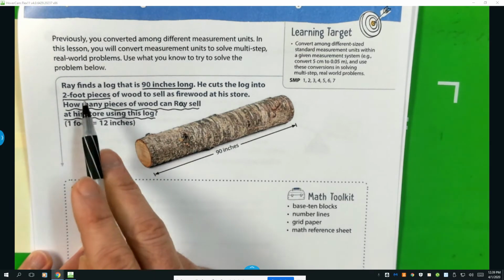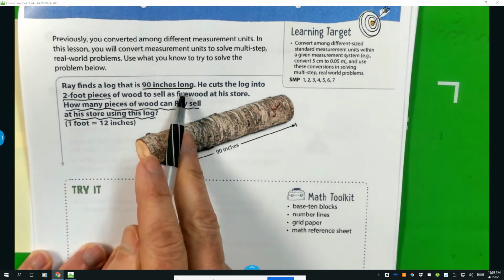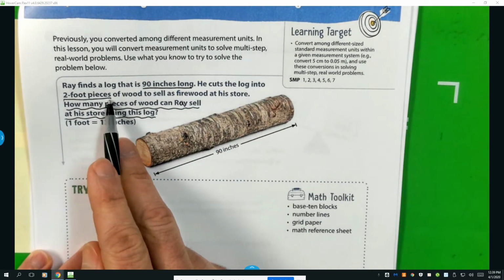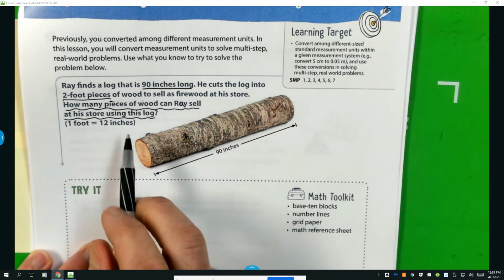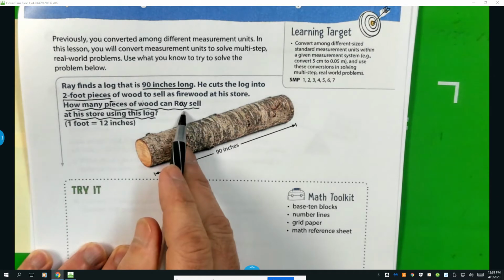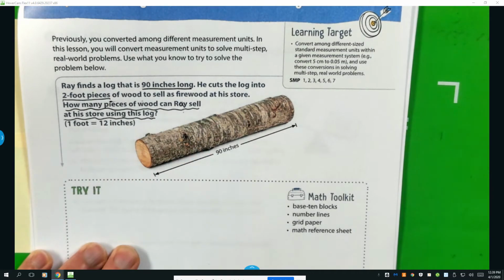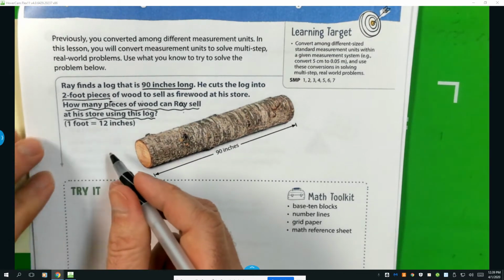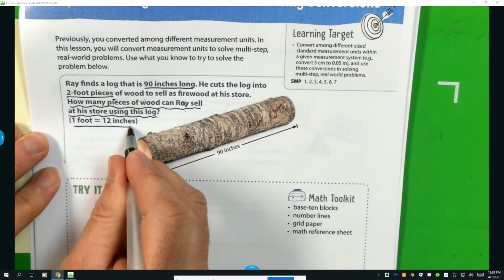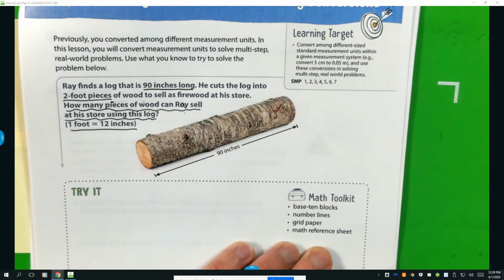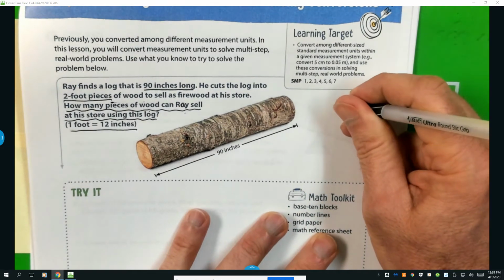So let's do our third read. Ray finds a log that's 90 inches long. He cuts the log into 2-foot pieces of wood to sell as firewood at his store. How many pieces of firewood can he sell at his store using this log? So let's start out by taking a moment and making a table using 1 foot equals 12 inches.